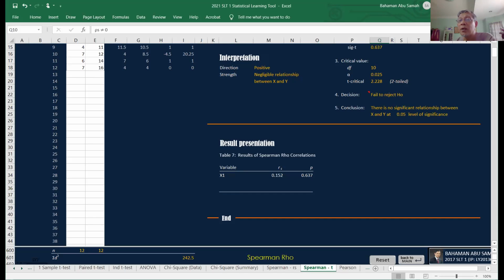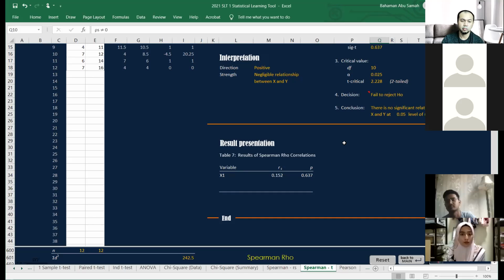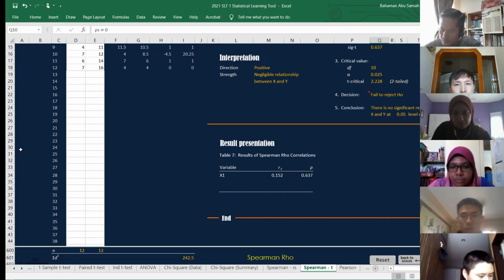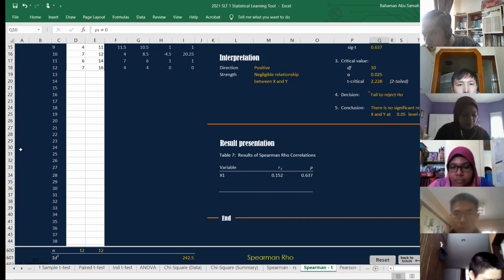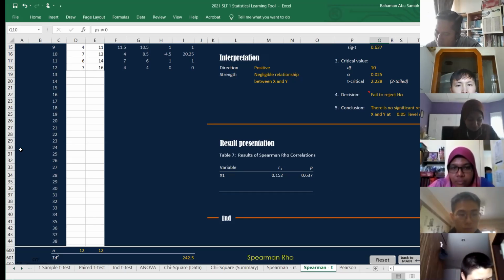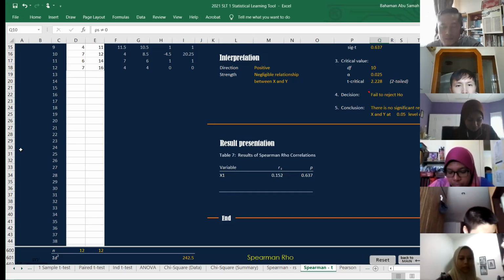Okay, now we have gone through manual calculation, we have gone through SPSS, we also have gone through the SLT for 2 examples. The first example, n less than 10, and then the second example, n more than or equal to 10. So we have gone through both. So that completes our discussion for Spearman rho correlation. Unless you have any question, then I'll try to respond.